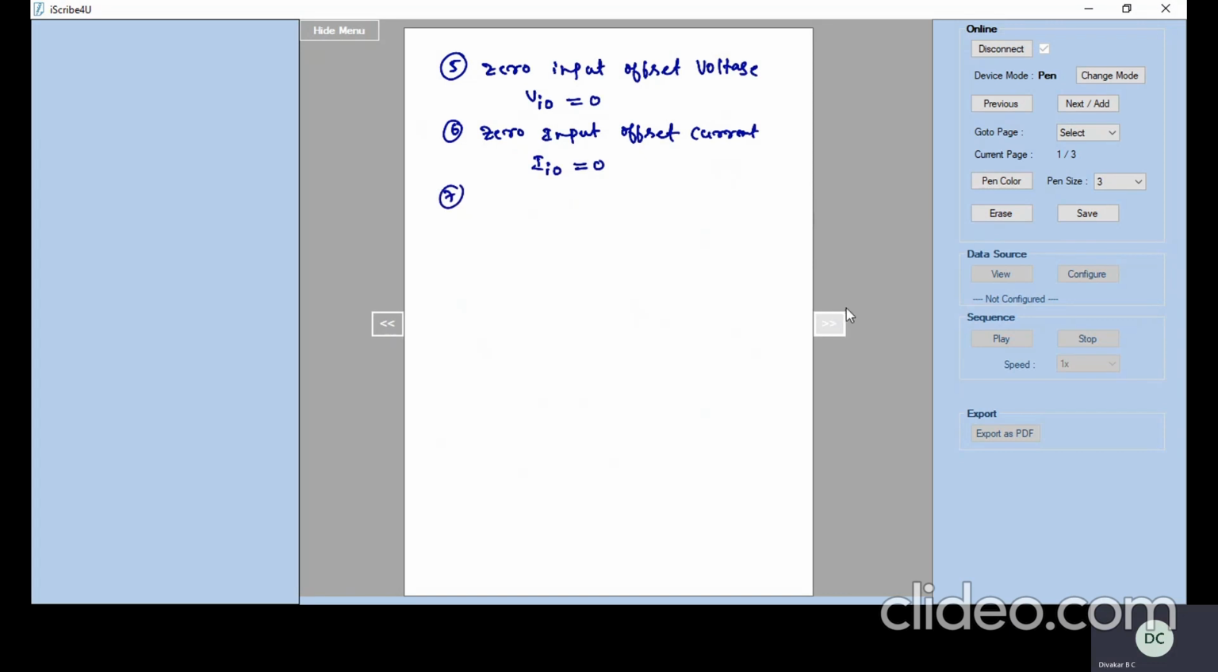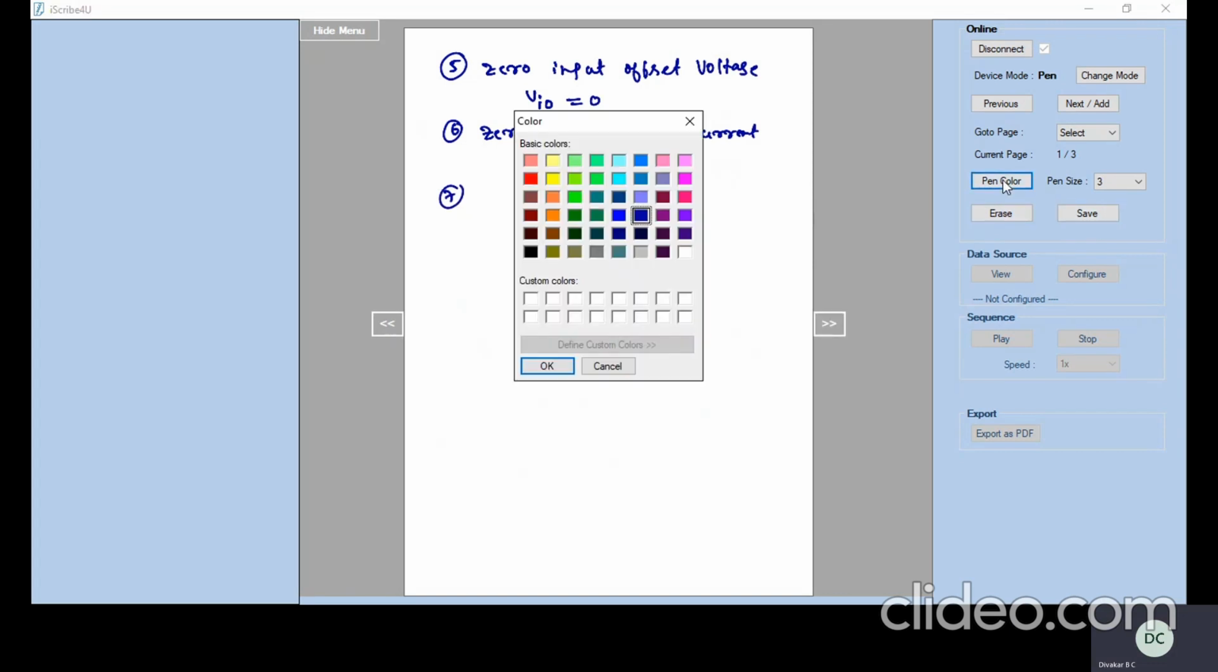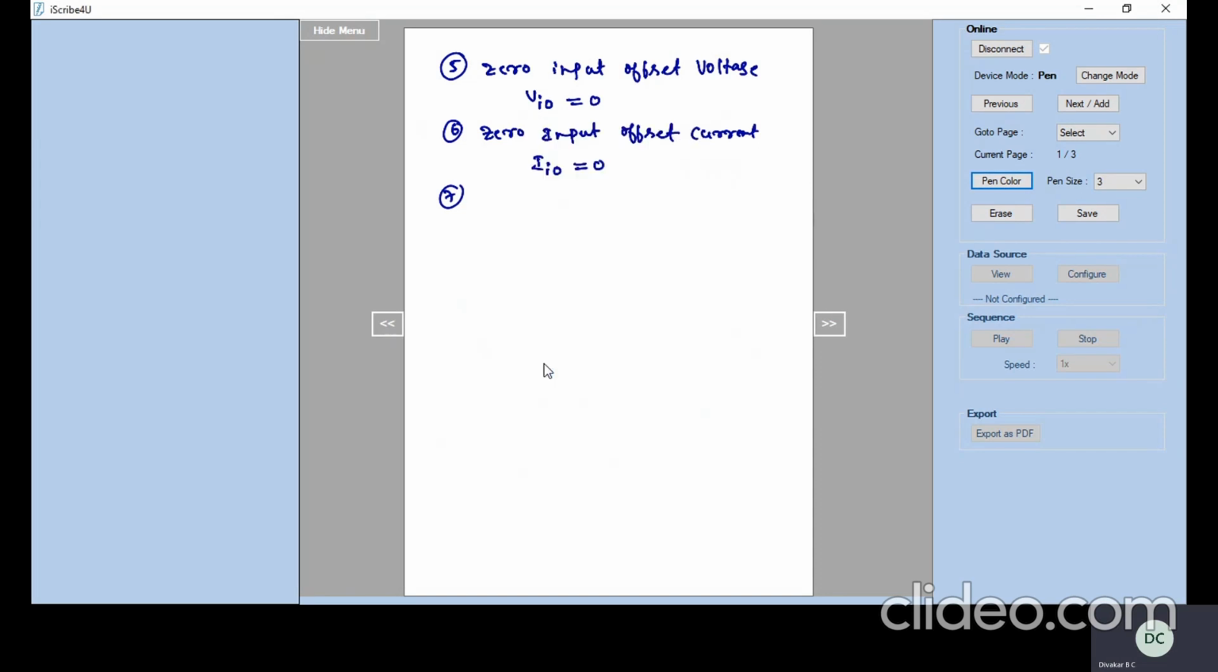Next one is infinite bandwidth. What is the bandwidth? It is the range of frequencies over which the power of the circuit reduces to one half of its maximum value. It is infinite gain bandwidth product. What is the gain bandwidth product? It is the bandwidth of an op amp when the voltage gain is infinity.